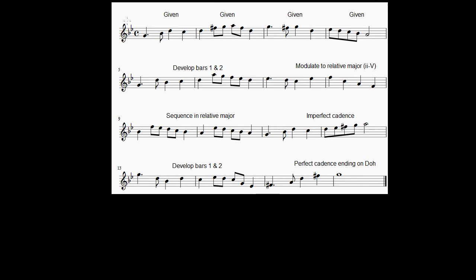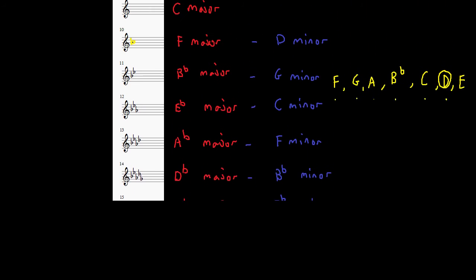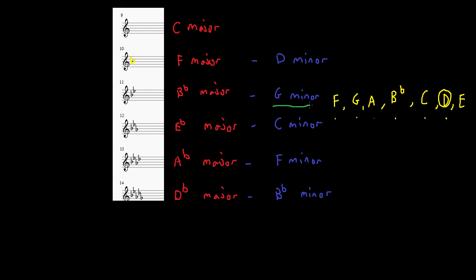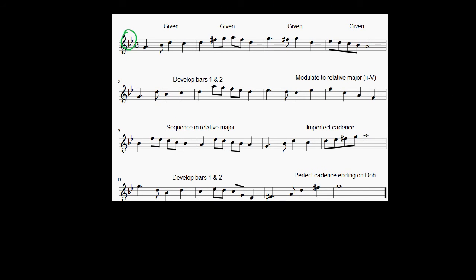So normally we would look at this one with our two flats and we would ascertain that it's in the key of B flat major. But that's not always the case, and this question here is one example of that. This time, instead of being in B flat major, it's in a different key which has the exact same key signature as B flat major, and that is G minor, the relative minor of B flat major. So sometimes, if you look at the key signature at the beginning, it's not actually in the major key you think it's in. It's in the relative minor of that major key.